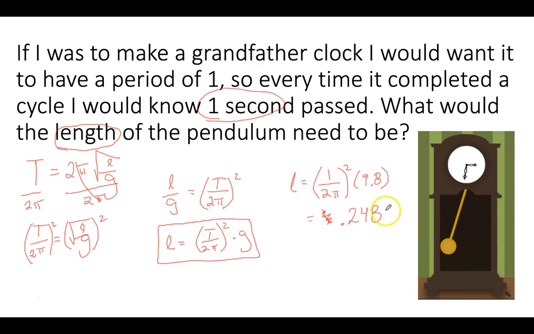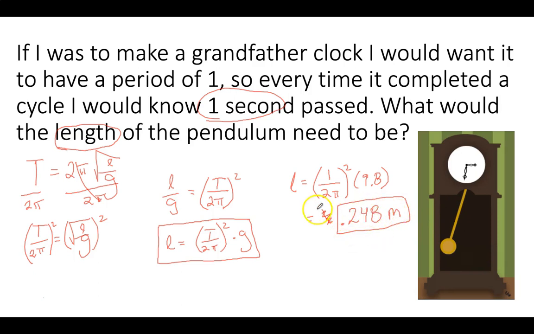0.248, and it's a length, right? So my units are going to be meters. So that's the length I would need my pendulum to be to complete a cycle every 1 second. So every time it went back and forth, I would know that 1 second occurred. So I need to make sure that my pendulum was that length.